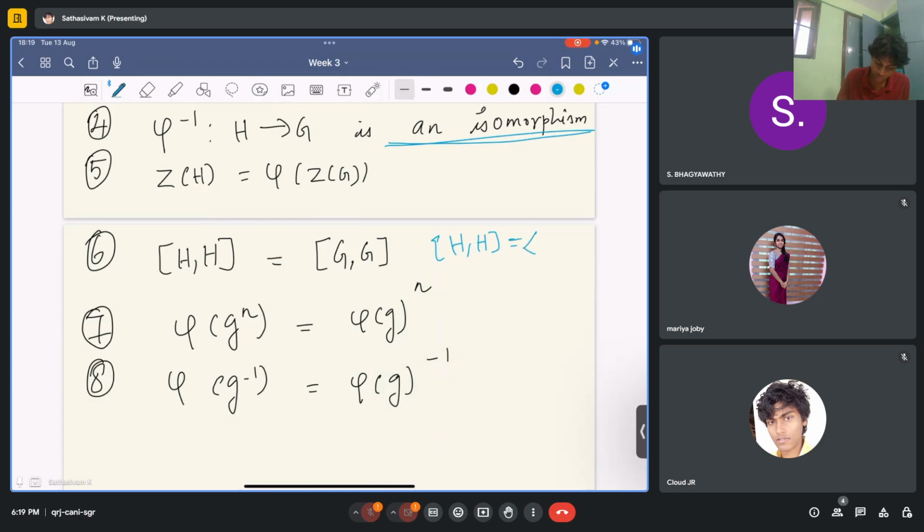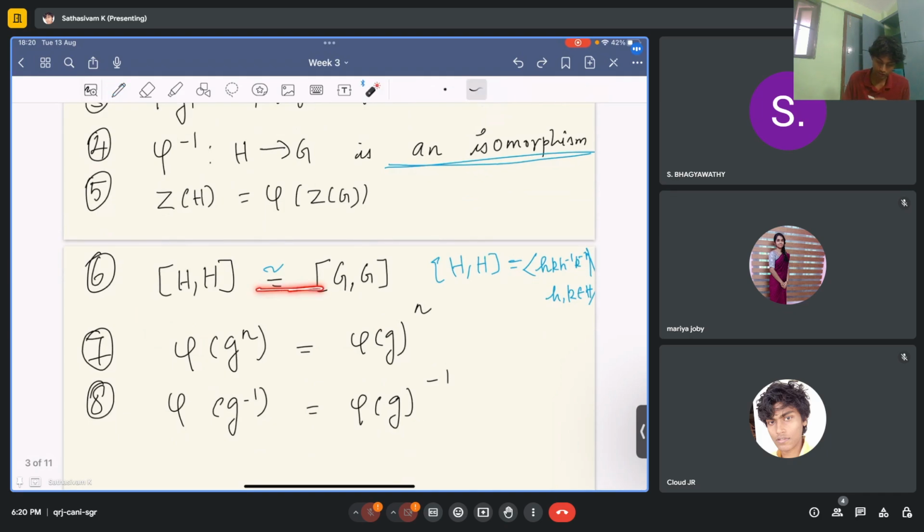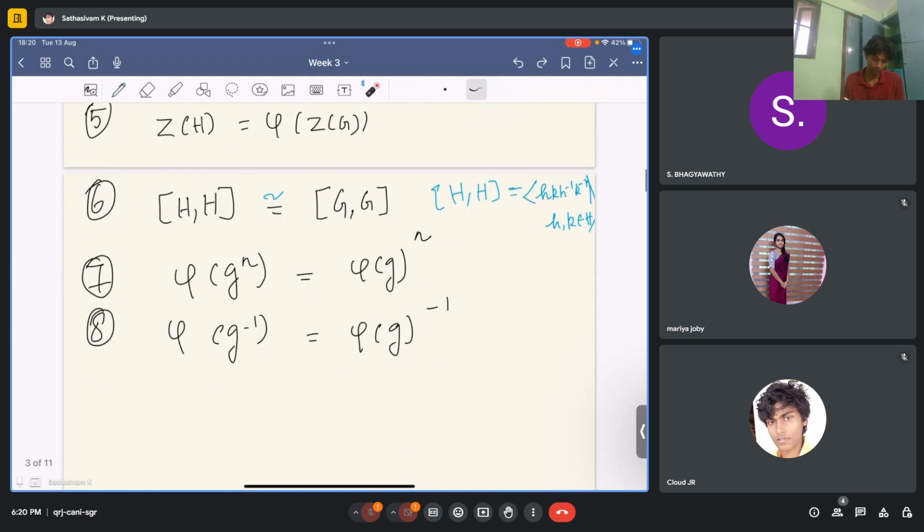This is basically nothing but the subgroup generated by h k h inverse k inverse, where h and k are elements of H. So the subgroup generated by that is called the commutator subgroup. If you have two groups which are isomorphic, then their commutators are isomorphic. Not the same, but isomorphic. Here it is equal, but here it is isomorphic.